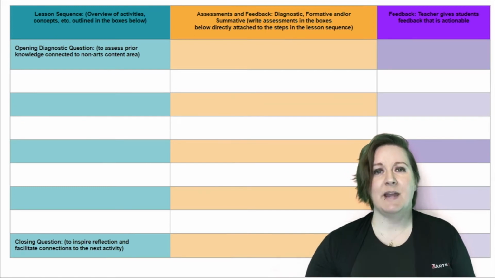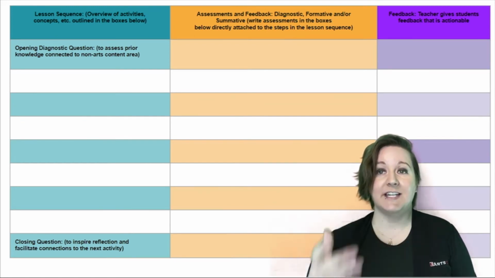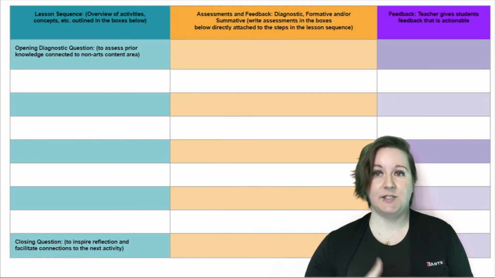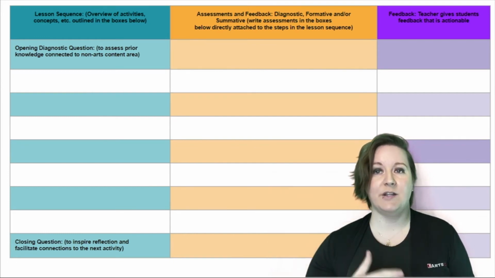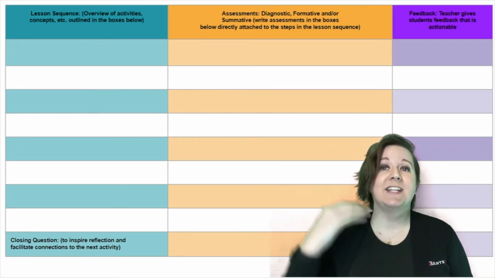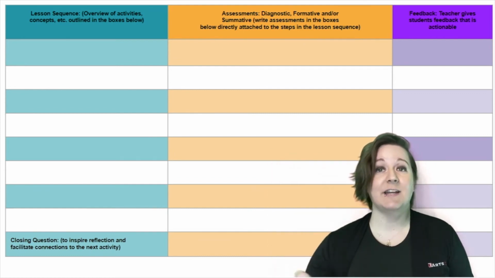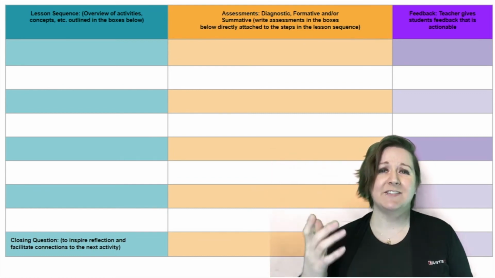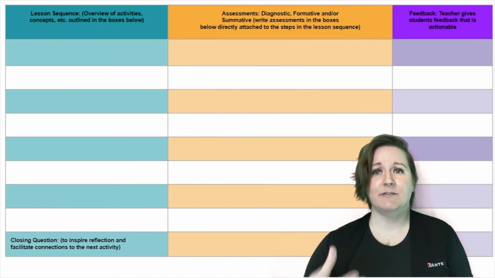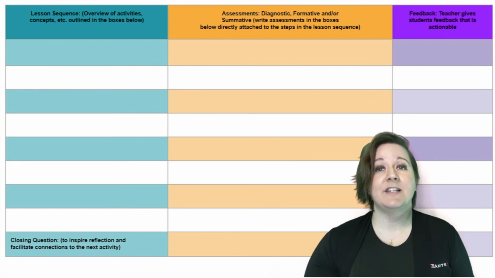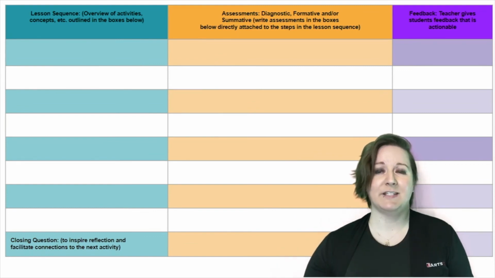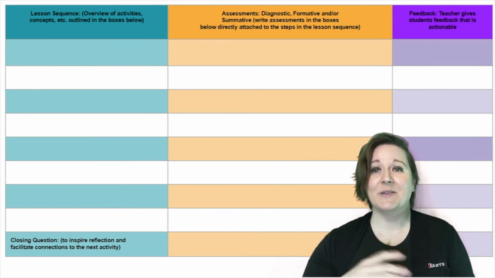Giving students feedback that is actionable as the lesson progresses is a must-have for standards-based learning and arts integration lesson planning. When you give your students feedback, it helps them understand where they are in their learning and what they need to do to get to the next level or next step in that learning. If you wait till the end of the lesson plan to give them feedback, your students are not having that time. You're not giving them the opportunity to apply that feedback to their learning, right? So the lesson is over and they can't do anything about it.